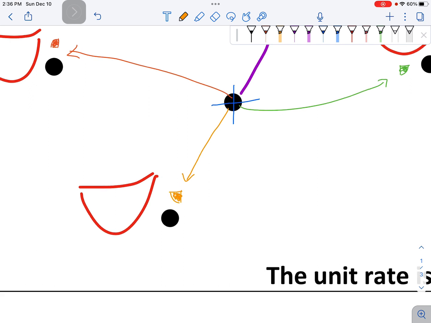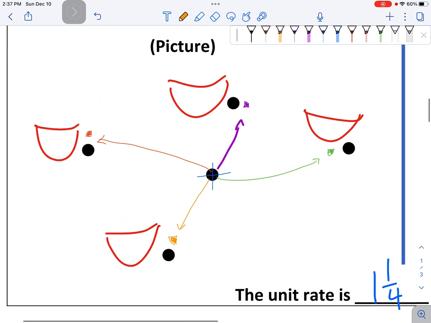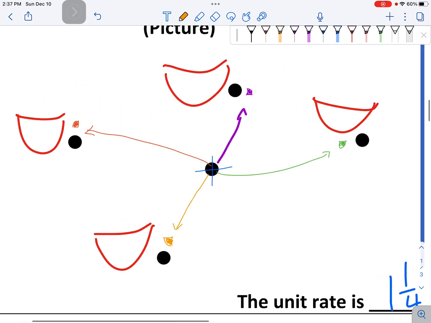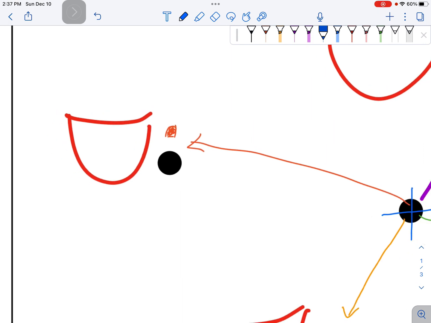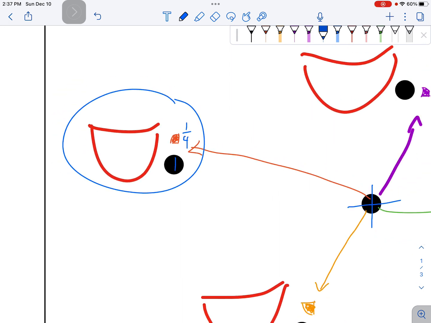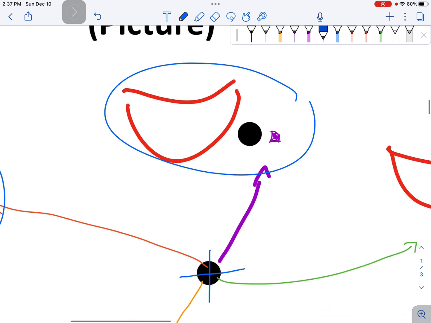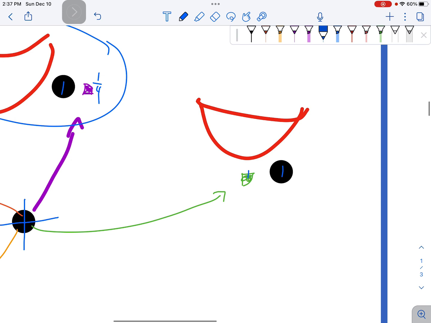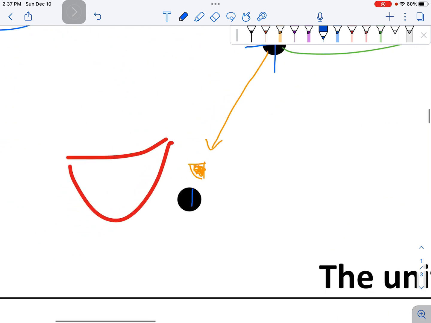There. Now you can see that with each bowl of cereal, I have 1 1/4. 1 cup plus 1/4 of a cup. Over here, there's 1 plus 1/4. Over here, there's 1 plus 1/4. And then in the last one, there's 1 plus 1/4.